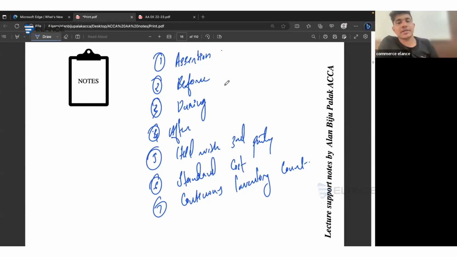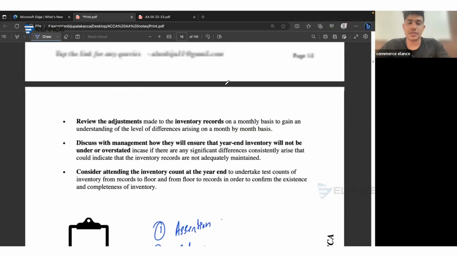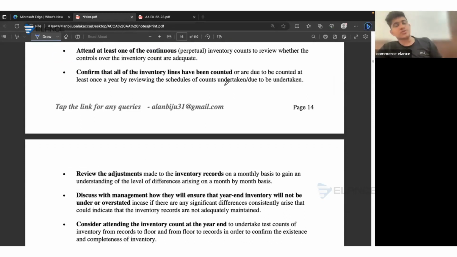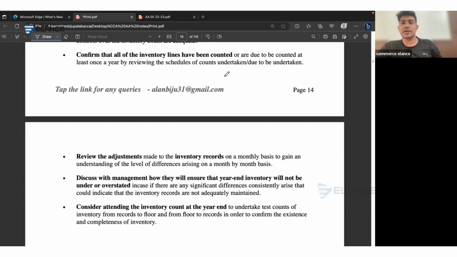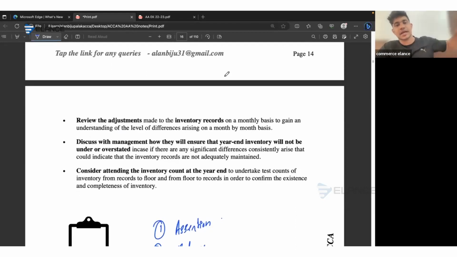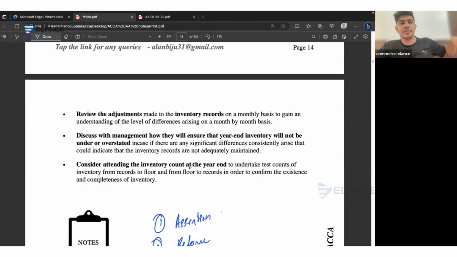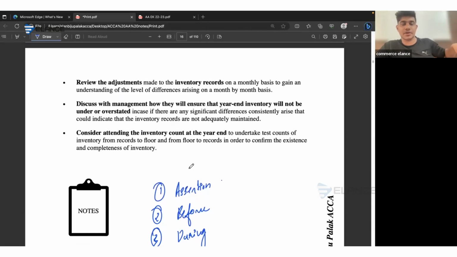Finally, if the inventory is being recorded by the client on the basis of continuous inventory count, then again, the entire set of procedures might vary. We need to write specific points for continuous inventory count itself. But there also in the requirement, the examiner will not make any changes. The examiner will ask you to write substantive procedures in relation to inventory itself. But within the scenario, it may be mentioned that the client company is having continuous inventory count method.